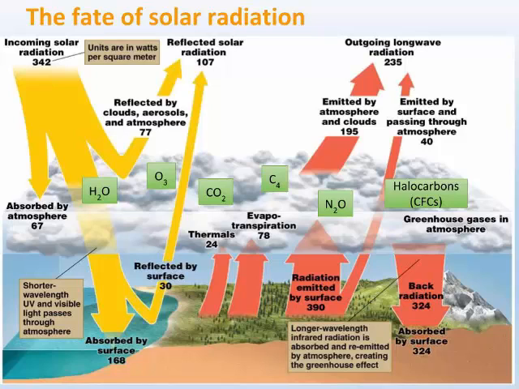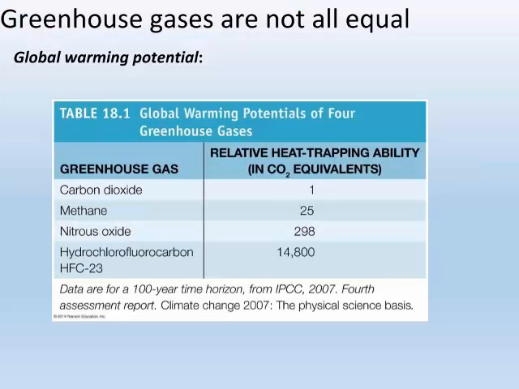However, we have exacerbated the greenhouse effect by adding large quantities of infrared trapping gases to the atmosphere. These gases are called greenhouse gases and include water vapor, H2O, tropospheric ozone, O3, carbon dioxide, CO2, methane, CH4, nitrous oxide, N2O, and halocarbons, such as CFCs. Not all of the previously mentioned greenhouse gases contribute equally towards the greenhouse effect.